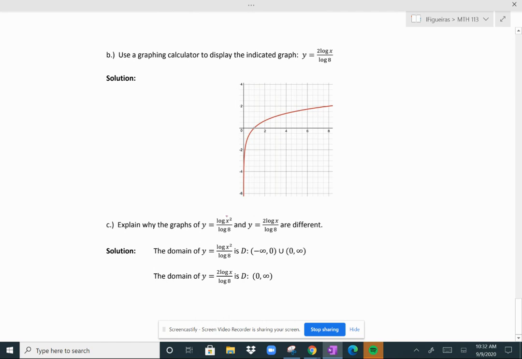Explain why the graphs of y equals log of x squared divided by log of 8 and y equals 2 log of x over log of 8 are different, even though the laws say that these two would be equivalent. Well, in the first one, your domain is all real numbers except 0, because when you plug in a negative number and you square it, you get a positive result. But for the second one, your domain is only positive real numbers, because remember, the log of 0 and the log of negative numbers does not exist. So that's why for the second graph, you're only on the right side of the y-axis.